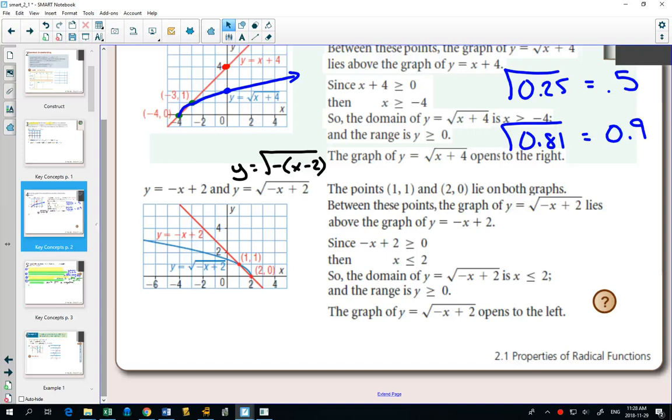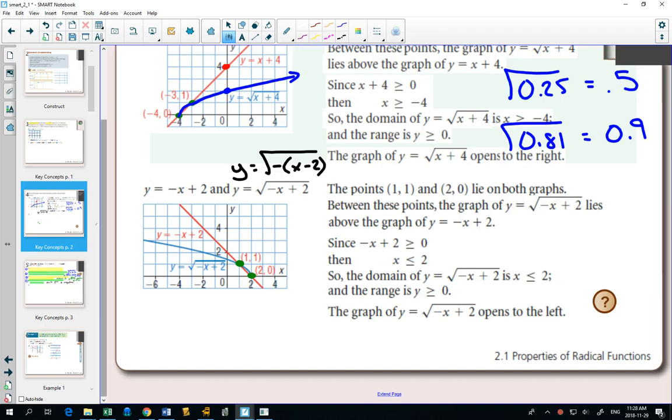Can you see that that blue graph matches up with those transformations? It's been reflected over the y-axis and moved 2 to the right. Now, if you use the new technique, you would say graph the inside. Negative x plus 2. Well, that has a y-intercept of 2 and a slope of negative 1. That's my red line. Do I have points where it's equal to 0 and 1? Yes, those points stay the same.